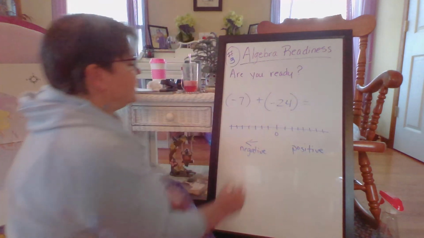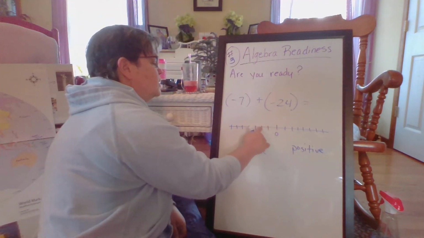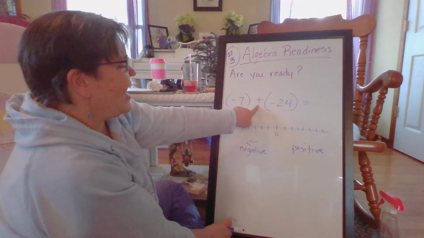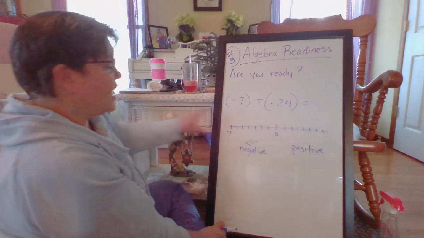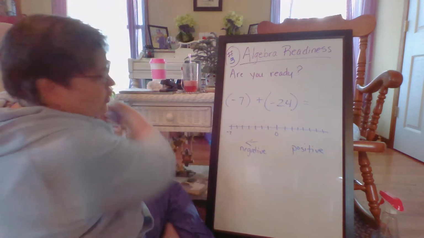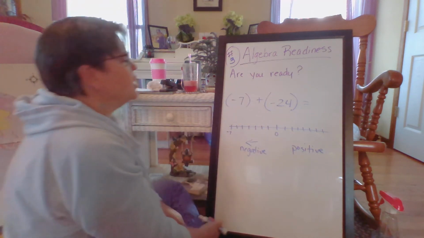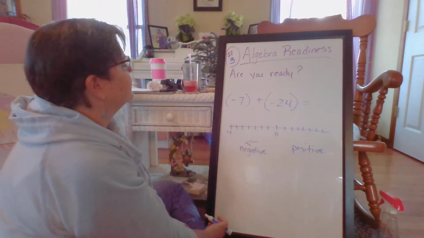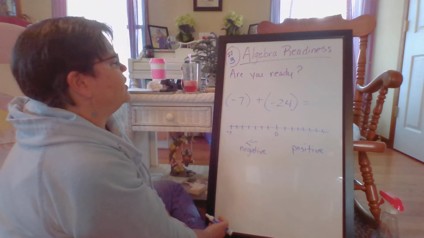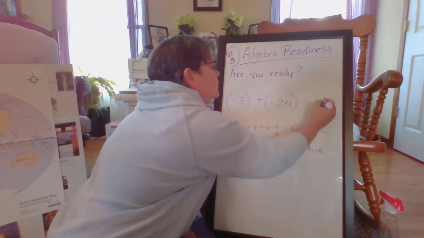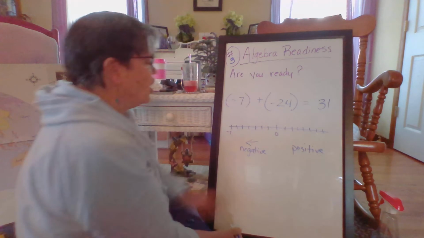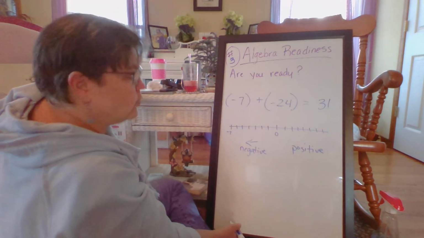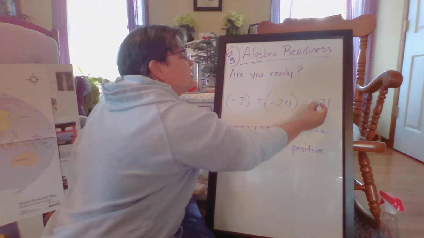So if I start with -7, that's 0, 1, 2, 3, 4, 5, 6, 7, so -7, and then want to add 24 more negative numbers, well, I'm going to end all the way up down here. So I'm going to have a pretty big number. So I'm going to add the 24 and the 7, and I get what, 31? Okay, but I know because I'm adding negative numbers, I'm going to have a negative 31. It's not going to be positive.